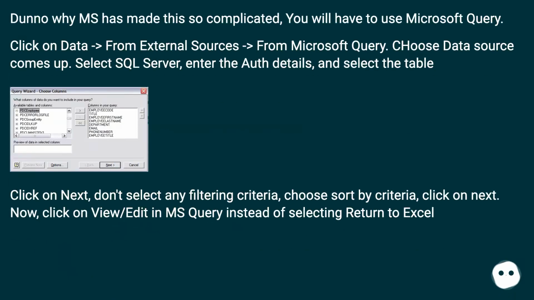To know why MS has made this so complicated, you will have to use Microsoft Query. Click on Data, from External Sources, from Microsoft Query. Choose Data Source comes up. Select SQL Server, enter the auth details, and select the table. Click on Next, don't select any filtering criteria, choose Sort by Criteria, click on Next. Now, click on View/Edit in MS Query, instead of selecting Return to Excel.